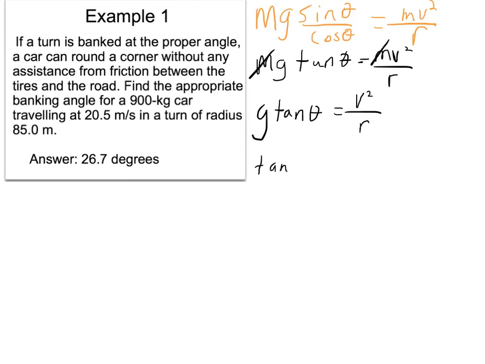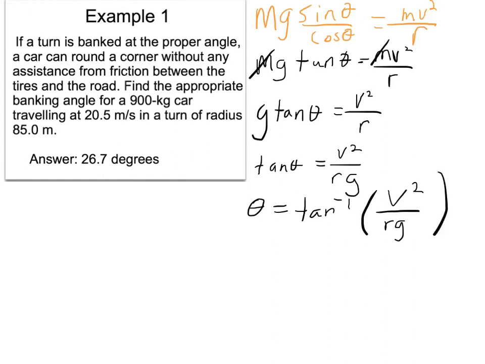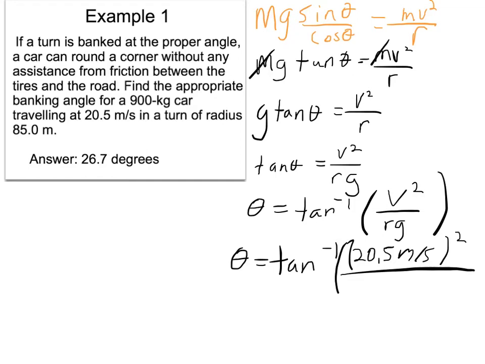So tan theta equals v squared over rg. And therefore, theta is the inverse tangent of v squared over rg. We can fill in all our numbers now. Theta equals inverse tangent 20.5 meters per second, and that gets squared, over the radius 35 meters times gravity on Earth, 10 newtons per kilogram.